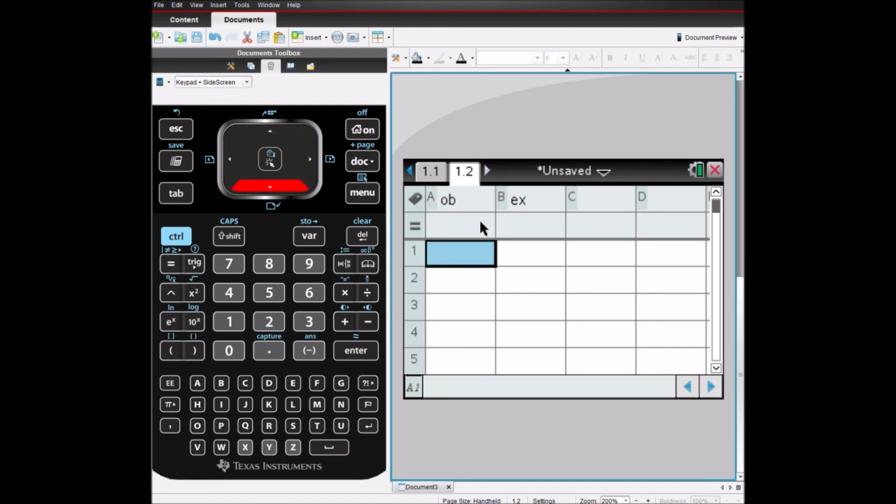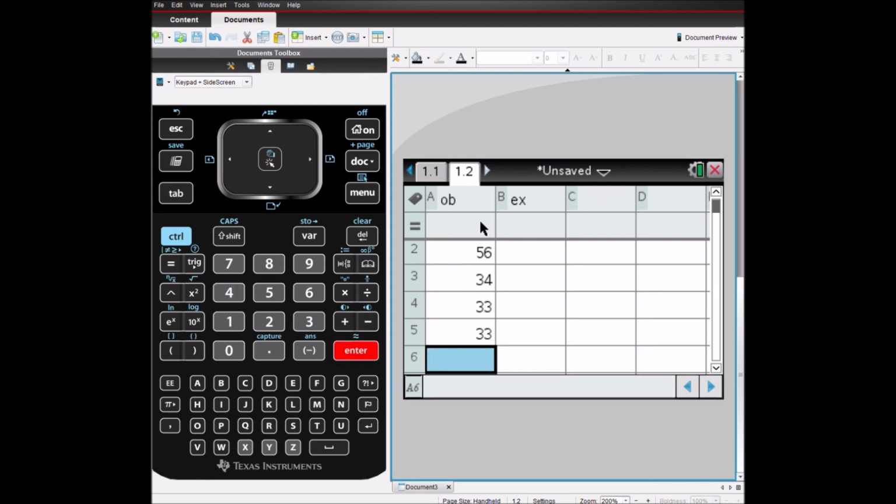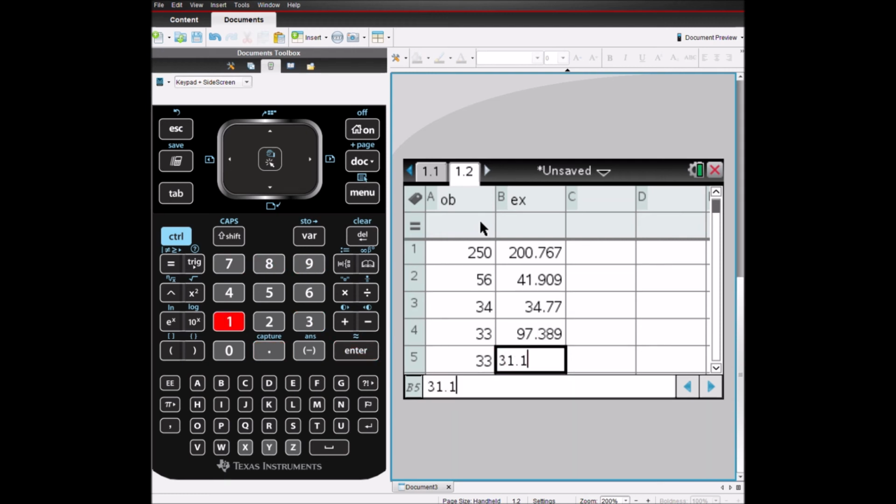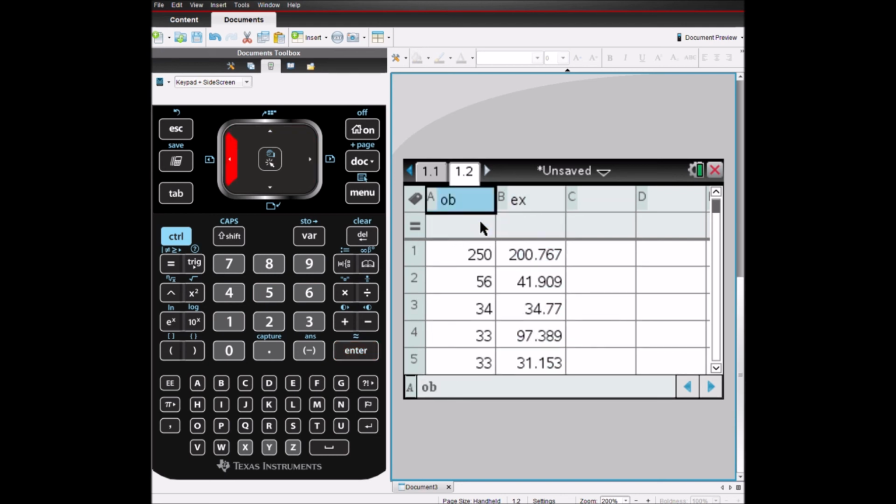So the first one, OB, is for the observed counts. Looking back at the handout, the observed counts are 250 for California, 56, 34, 33, 33. There should be 5 numbers. Expected counts are the ones that we calculated using the percentages by distribution: 200.767, 41.909, 34.770, 97.389, 31.153. And those are my observed and expected lists. And now we should be good.